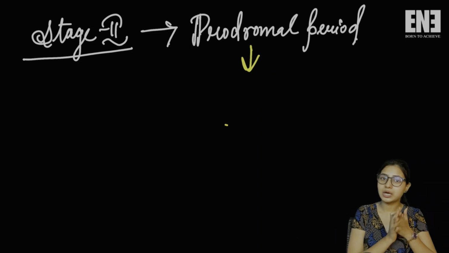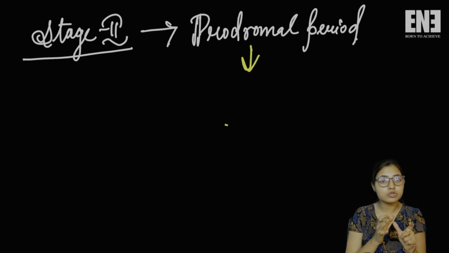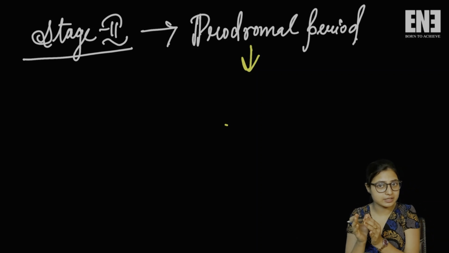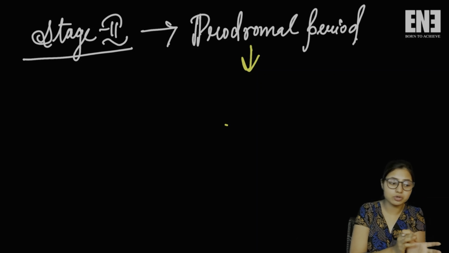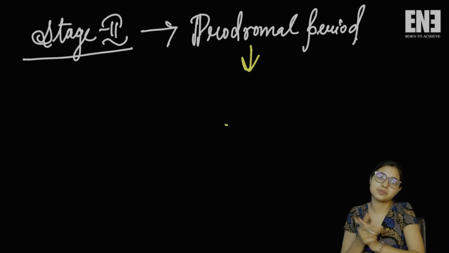So stage 2, this is the prodromal period. Prodromal period means it is the period in between the non-specific symptoms to the specific symptoms of your body.